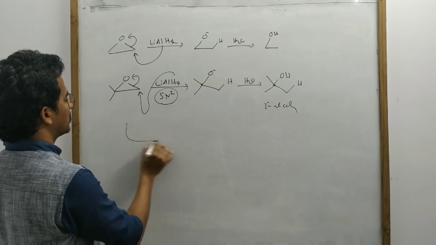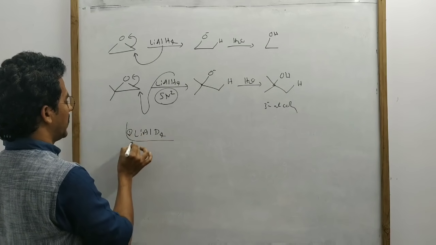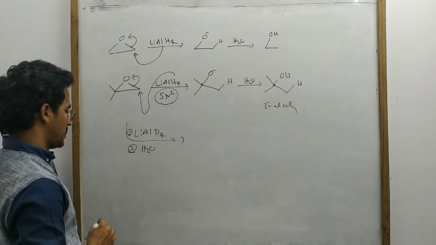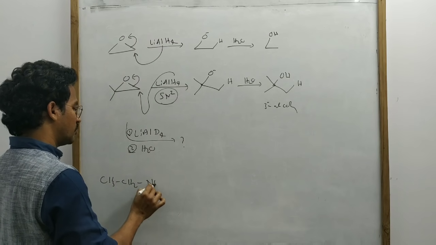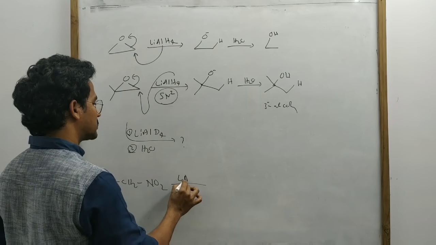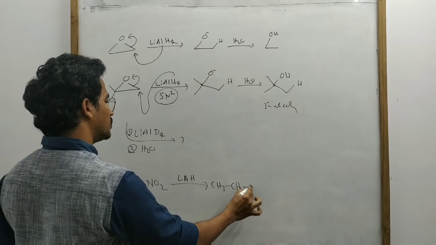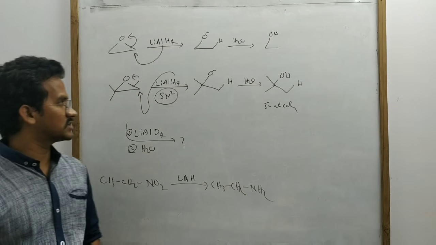Okay. First, suppose here, if you start with this reaction, LiAlD4 followed by hydrolysis, then what is the product? Okay. And next, CH3CH2NO2. The nitro compound under reaction with lithium aluminum hydride produces CH3CH2NH2. Okay. Amine is the product in this case.